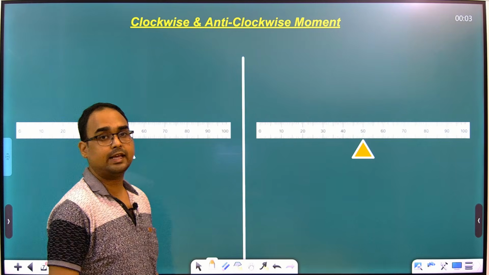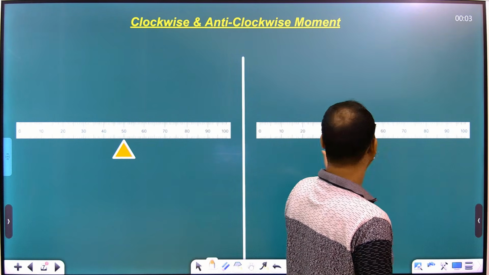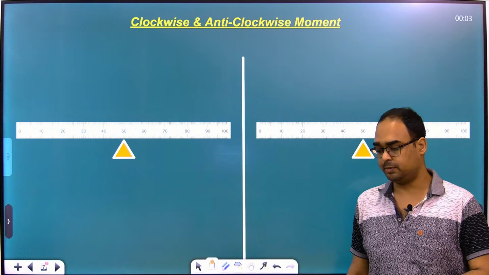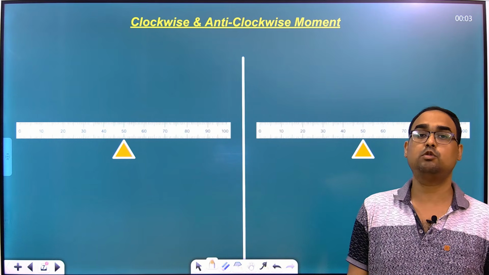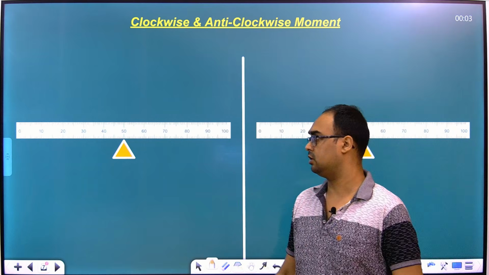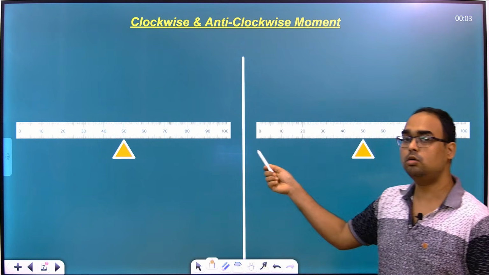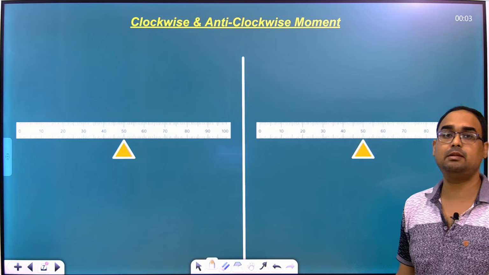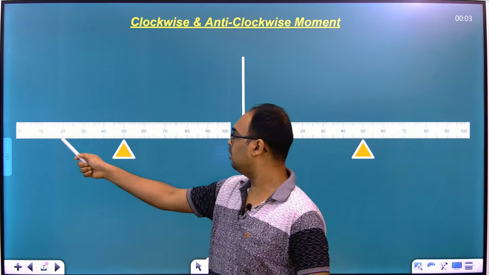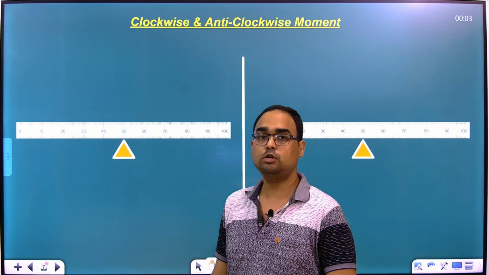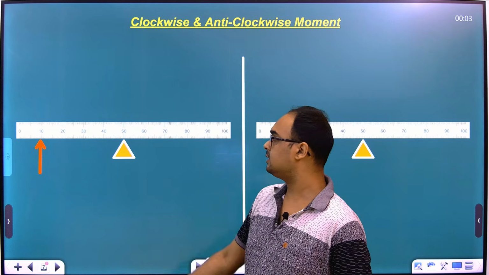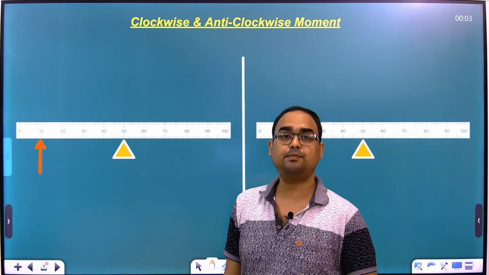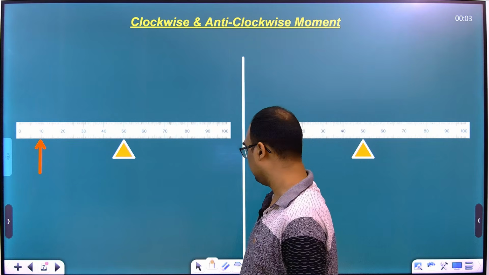Now let's move to the next topic. This is clockwise and anti-clockwise moment. We have already discussed the clockwise rotational motion, anti-clockwise rotational motion. Now here I have taken a meter scale. Meter scale means they have been marked from 0 to 100. Now let us put a force at a point of 10. So let me write it down.